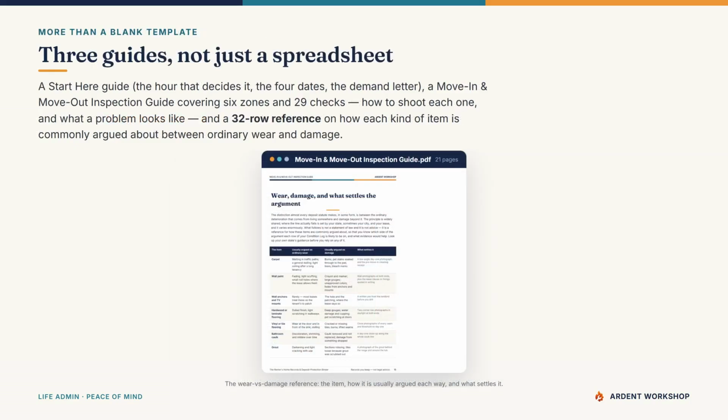3 guides come with it. A Start Here guide on the hour at the beginning that decides most of this, and the demand letter at the end. An inspection guide walking 6 zones and 29 checks, with a 32-row reference on how each kind of item is commonly argued about between ordinary wear and genuine damage. And printable pages, because you do this standing in an empty apartment, not sitting at a laptop.